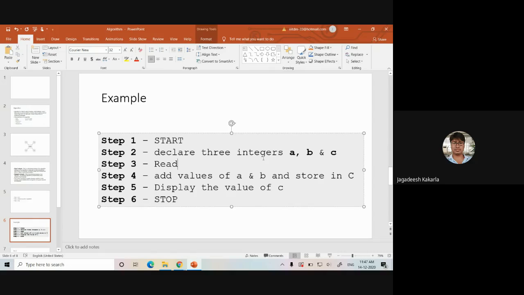Why is it not clear? It does not specify what to read, how many variables, or what the variables I need to read are. All these things were not mentioned. So such kind of instructions you should avoid when you are writing the algorithm. Each instruction should be clear.